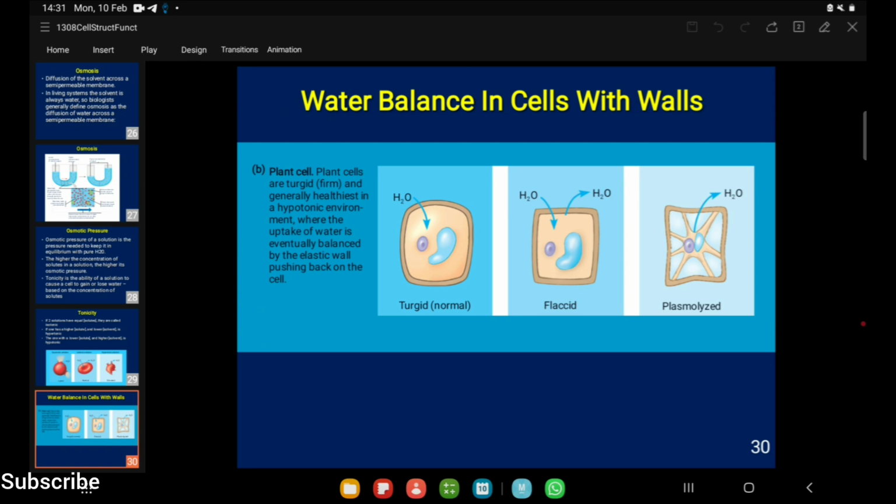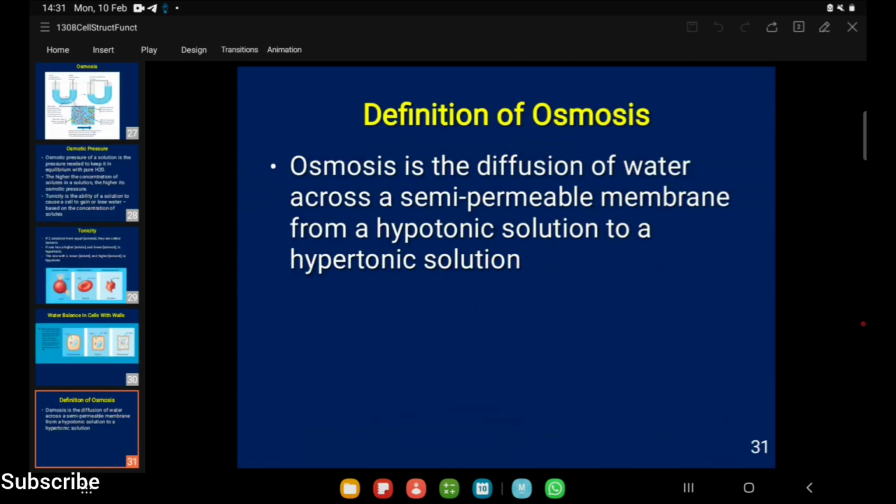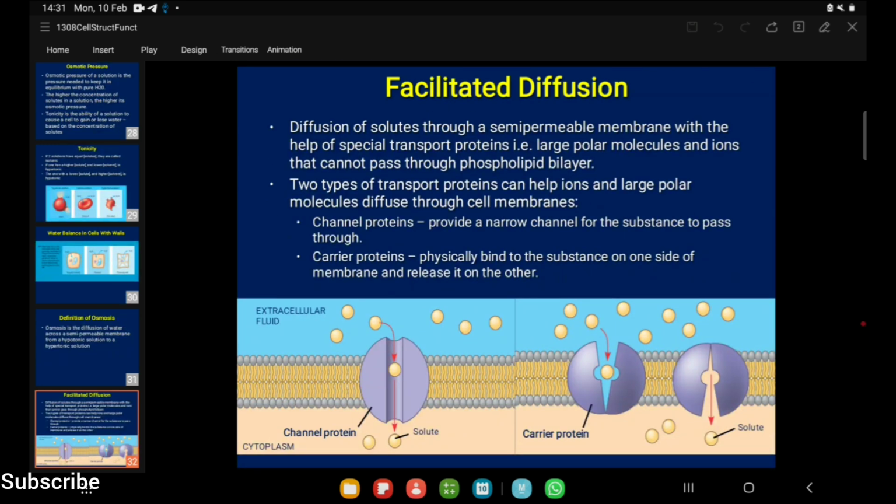Water balance in cells with walls. This is the plant cell, which is turgid, firm and generally healthiest in the hypotonic environment, where the uptake of water is eventually balanced by the elastic wall pushing back on the cell. The definition of osmosis is the diffusion of water across a semi-permeable membrane from a hypotonic solution to a hypertonic solution. This is very easy.